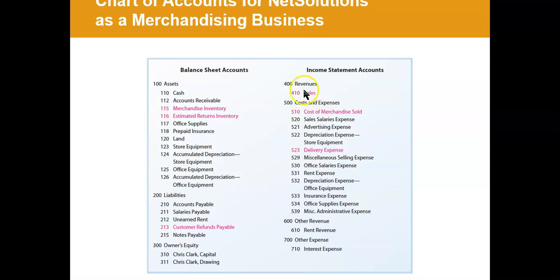There are some other things in here. Sales, that is our new revenue account. That's easy enough to understand. There are some other accounts in here that we will spend a little bit more time on later, but there's an estimated returns inventory. This is created during the adjusting process. And the customer refunds payable, that is also created under the adjusting process. For now, just understand that we have made an adjusting entry and it sets up this amount for liabilities for returns. Here's a delivery expense that's also involved in this.